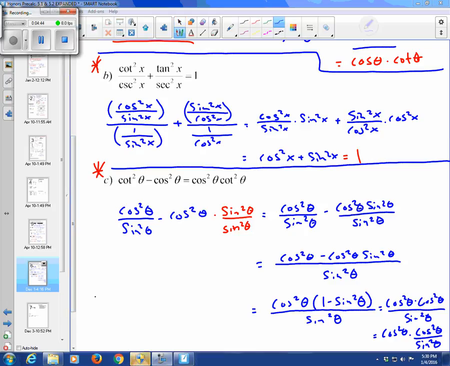Okay, so starting with B, right here what I would say is obviously our left side is our more complicated side, and 1 should be our target expression here. In a lot of ways, if we simplify down our left side, we should end up with 1.